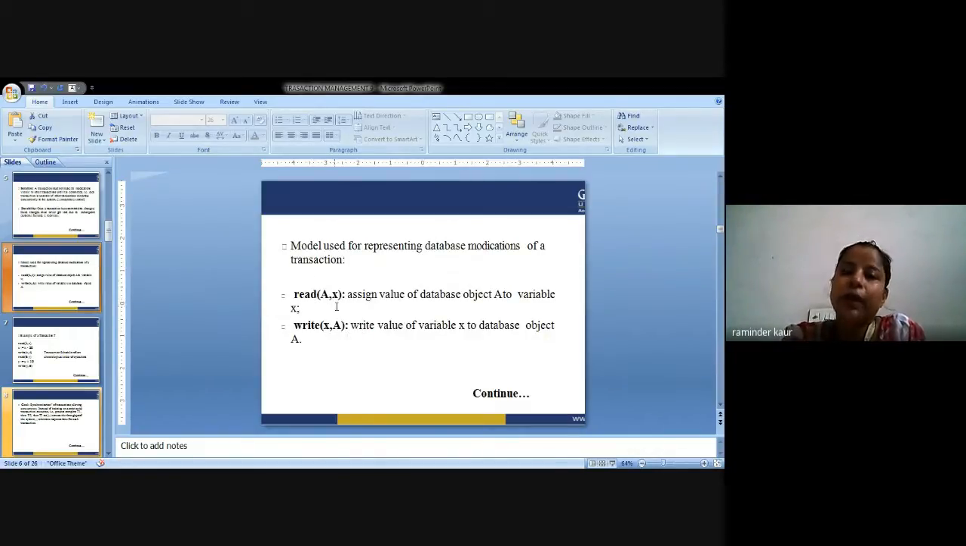Read account A into the variable X. Assign the value of the database object A to the variable X. Write X to A. You are supposed to write the changes, the amount X, to A.